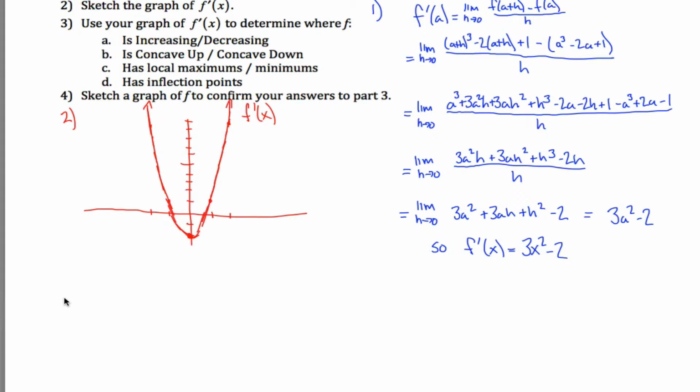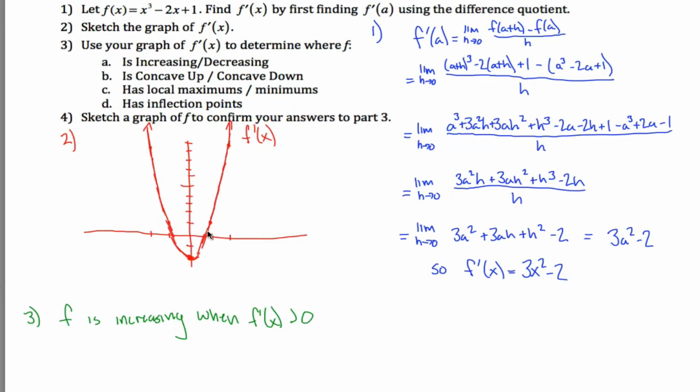Okay, so this is part 3. f is increasing when f prime of x is positive, greater than 0. So where is this thing greater than 0? Well, I guess I should figure out those values. From this point all the way out here. I need to figure out those points. So I really want to know where the x-intercepts for my function are.